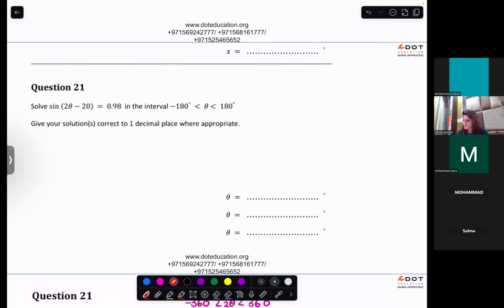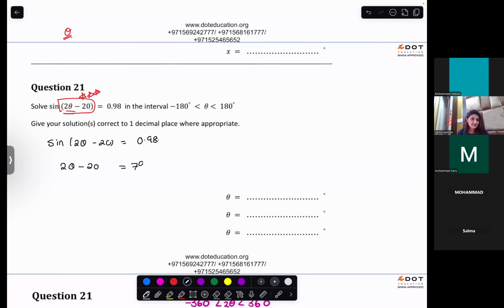So my next question says I want to find the value of theta between 180 and minus 180. Since this is not a single theta, you should know that this is a question of transformation. Before doing anything to the CAST diagram, I will first find the value of this entire bracket rather than finding the value of theta. My question is sine of 2 theta minus 20 is equal to 0.98. So I would do 2 theta minus 20, and what am I going to get?